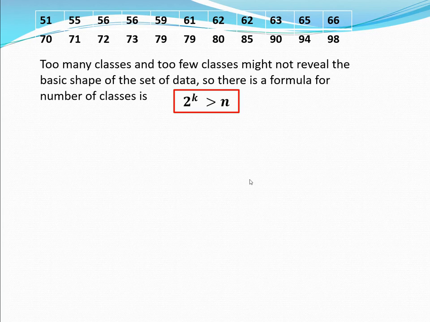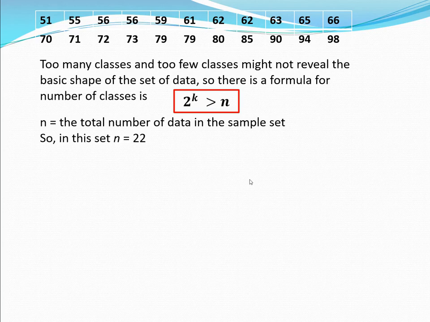How many classes can we have? We noticed that when we had the stock market example, we had classes from 0 to 49 and so on up. But how many of them did we have? Well, there's a formula, and that formula is 2 to the power of k is greater than n. n is the total number of data in the sample set. In this sample, we have 22 days that we sampled, so n is going to be 22. k will be the total number of classes that we are going to create, so we have to find out what k equals.